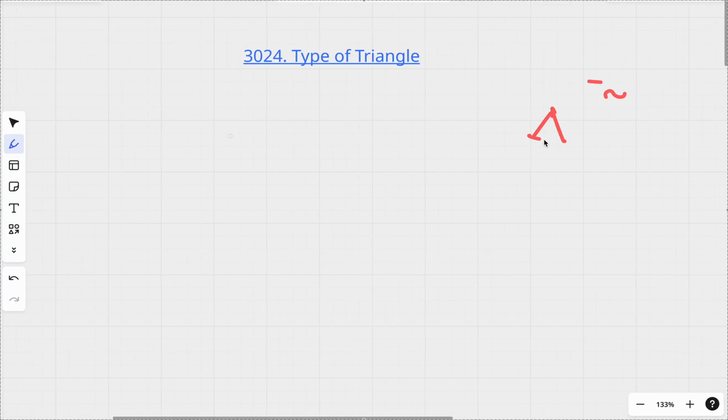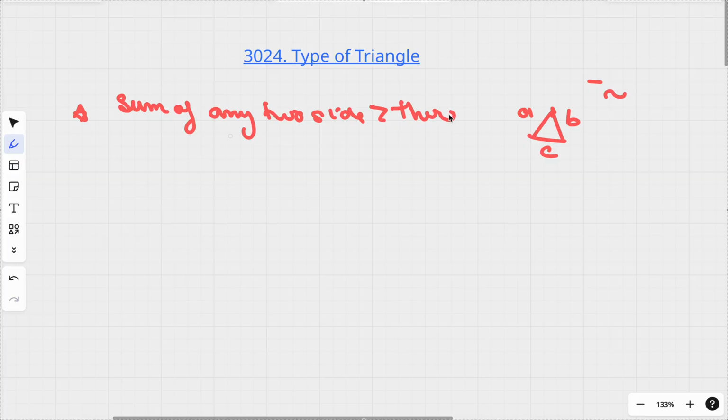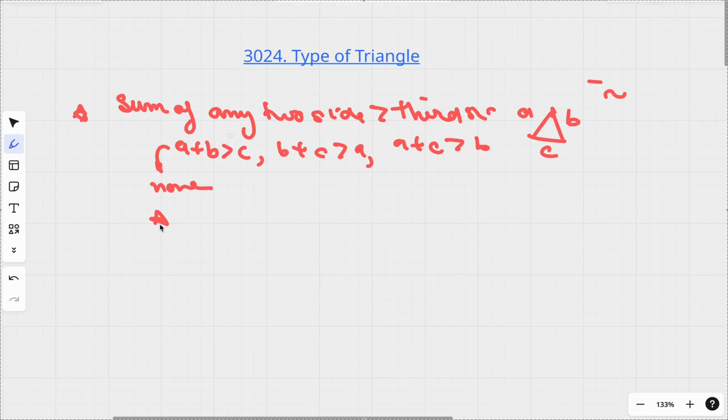Suppose that it is a triangle with the lengths of sides as A, B and C. First of all we will check whether this figure will be a triangle or not, and to check that we have to check the condition that the sum of any two sides should be greater than the third side, which means that A plus B should be greater than C, B plus C should be greater than A, and A plus C should be greater than B. Then it is a triangle. If this condition is not satisfied, then we straight away return none. If this is satisfied, then we check for other conditions.